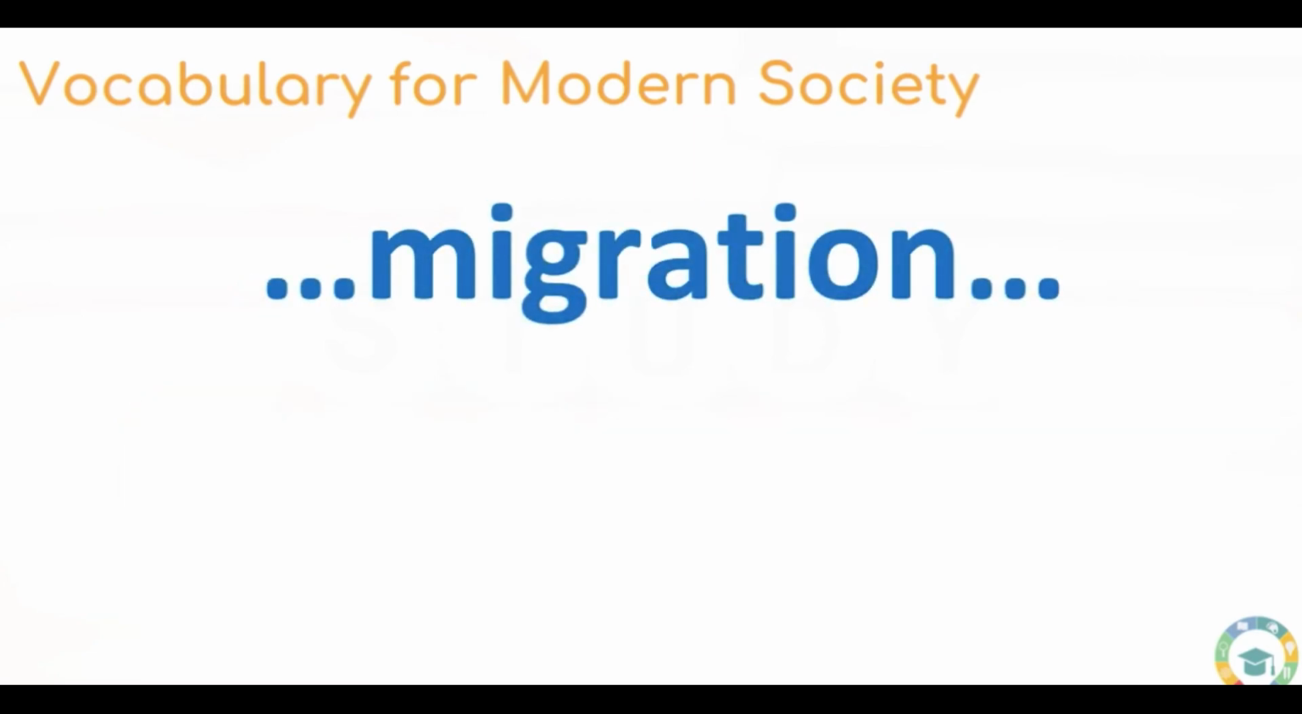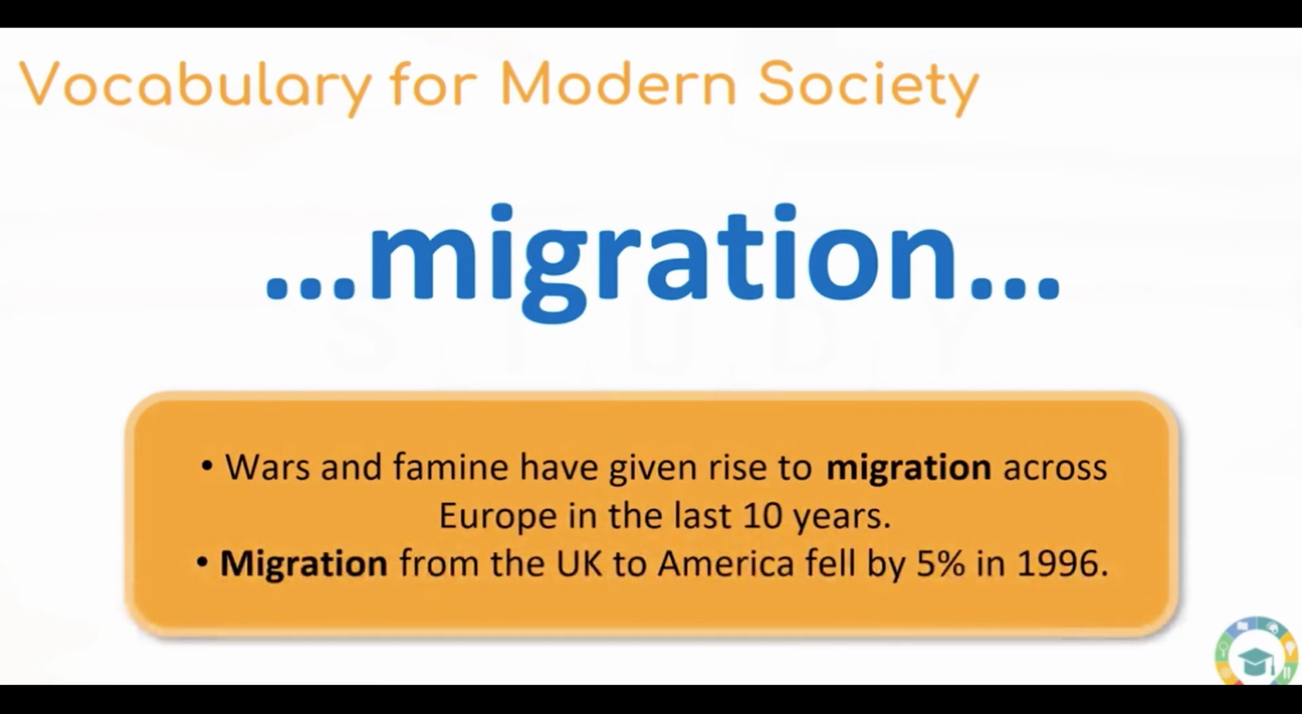And the next one is migration, and it's often used to describe the movement of people around the globe. Wars and famine have given rise to migration across Europe in the last 10 years. Migration from the UK to America fell by 5% in 1996. So, two examples for the piece of vocabulary: migration.